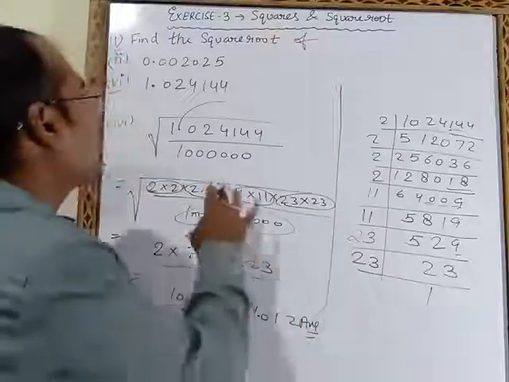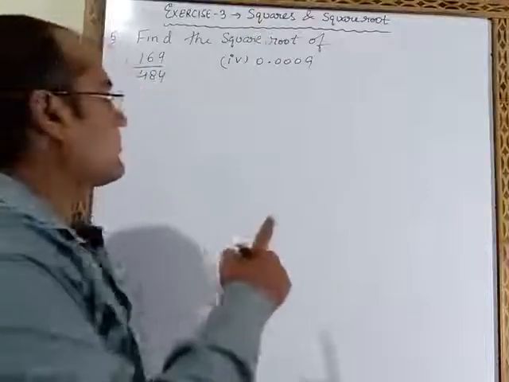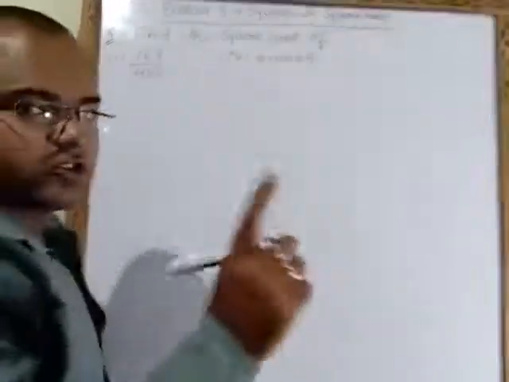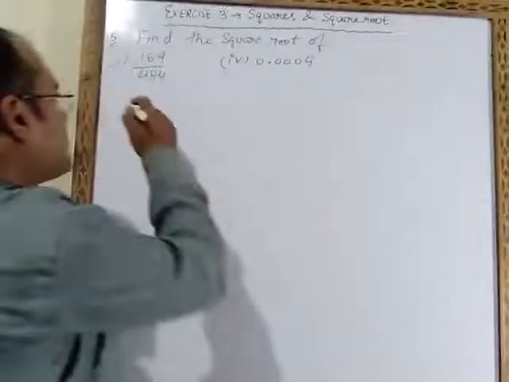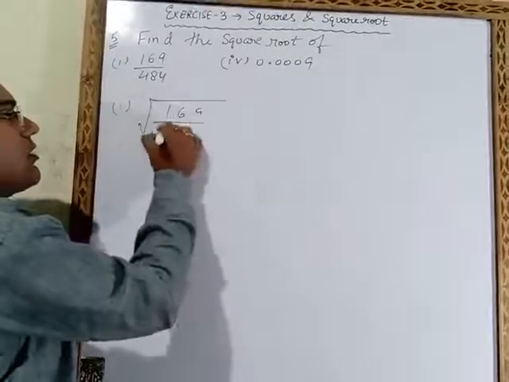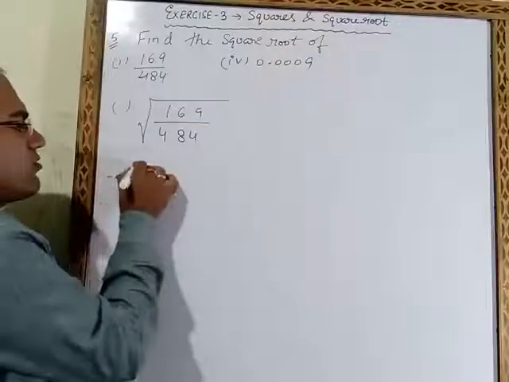So like this you have to do all the remaining part of question number 4. Now come to question number 5. First part. Find the square root. Method is not given, so we will use prime factor method. First part is we have to find the square root of 169 upon 484.